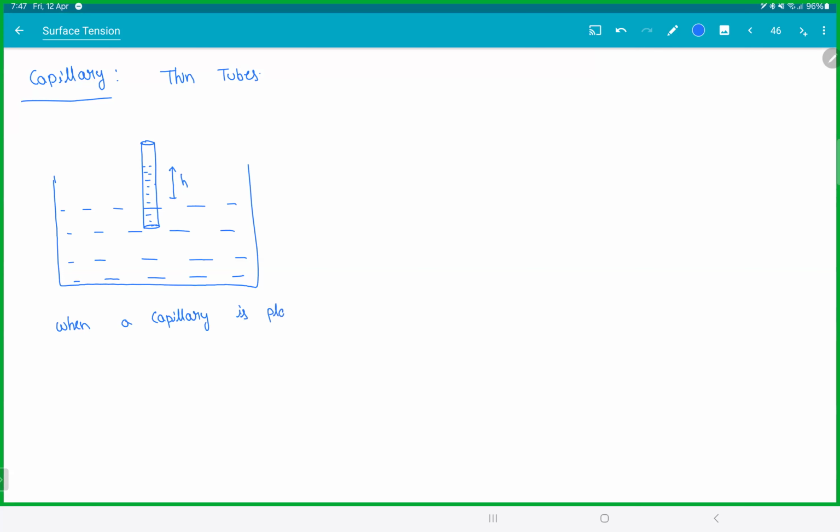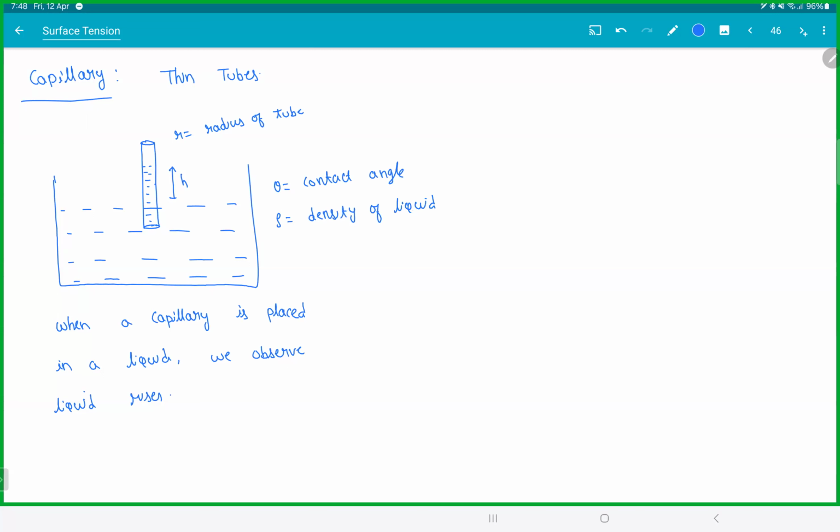When a capillary is placed in a liquid, we observe the liquid level rises. In real life, we don't see this because that rise is actually very small. In order to see this, you need to have a very thin tube. So here R is the radius of the capillary. Theta is the contact angle. Rho is the density of liquid. S is the surface tension.